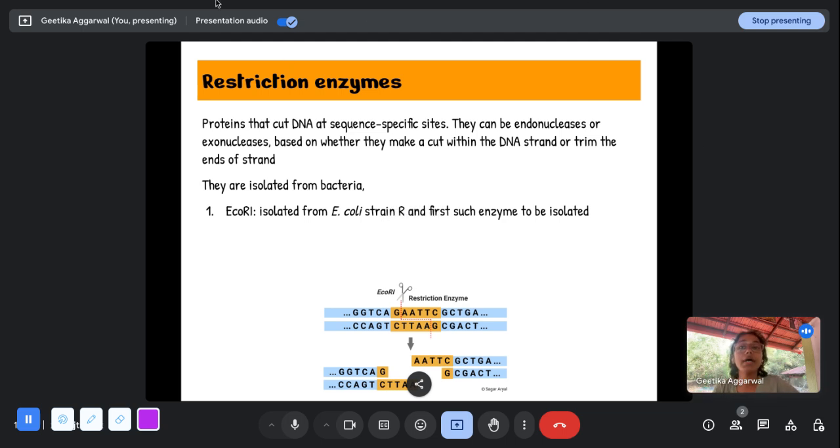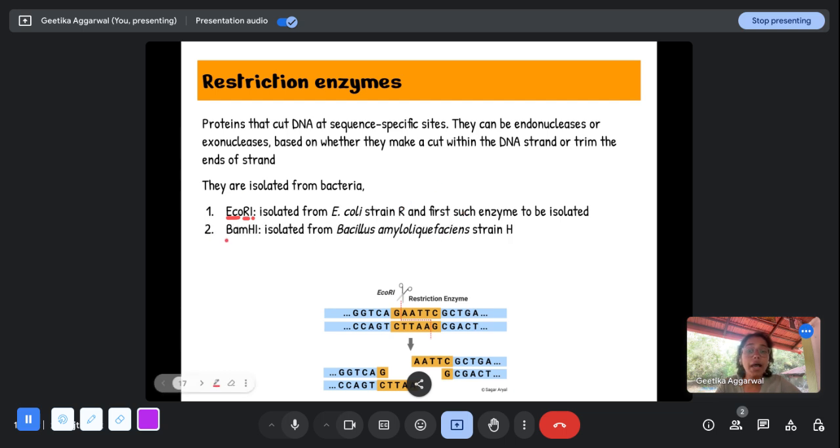They are isolated from bacteria. One of the bacterial restriction enzymes is called EcoR1. It is isolated from Escherichia coli, that's why the term Eco. The strain of this Escherichia coli is R, that's why R. And this is the first such enzyme to be isolated, so that is where the I comes from. EcoR1: isolated from E. coli, strain R, and first such enzyme to be isolated. BamH1 comes from Bacillus amyloliquefaciens, strain H, and this is again the first such enzyme to be isolated. That's why it's BamH1.